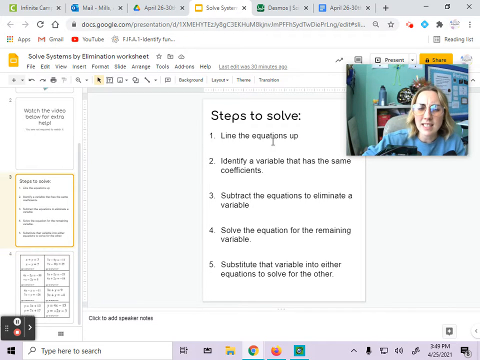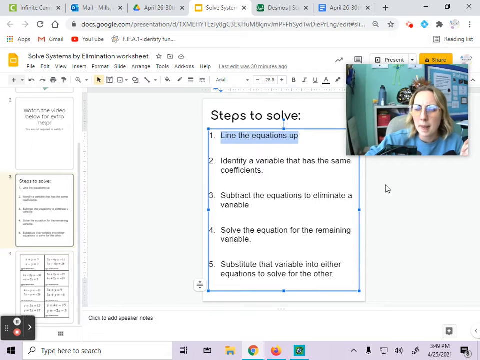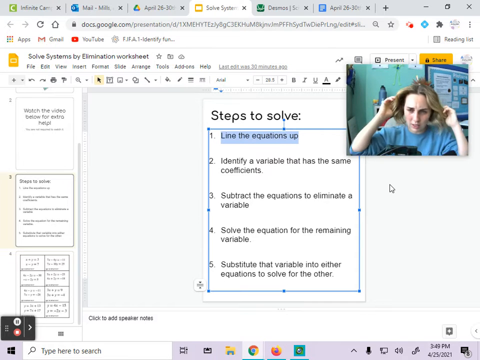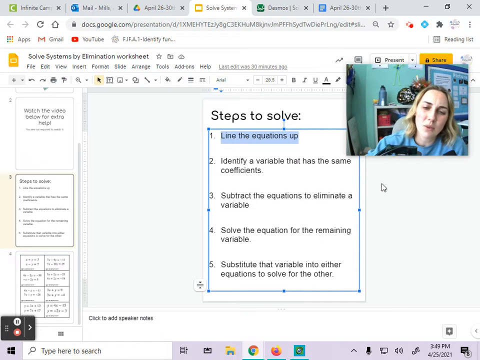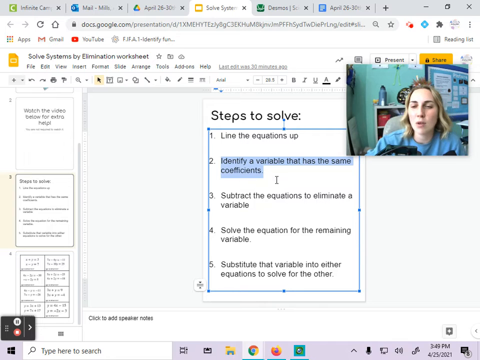First things first, you need to line the equations up. Just like when you are adding or subtracting numbers with decimals in them, you have to line the equations up so you don't mess up or get it wrong. After that, you're going to identify a variable that has the same coefficient. So you're going to look at both variables, your y variable and your x variable, and figure out which one has the same number in front of the letter. I'll show you exactly what I mean in just a second.